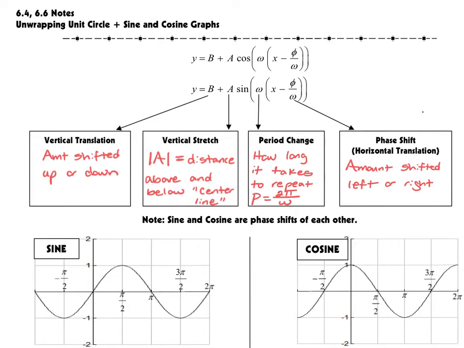And I want you to notice that the two equations for sine and cosine are the same equation. They have all the same elements, and we're just going to swap out the sine and the cosine. That means that all the parts are going to be exactly the same. So if you can just always think of sine and cosine together, that's going to make your learning easier.